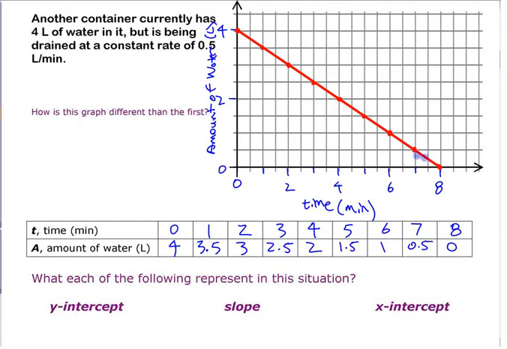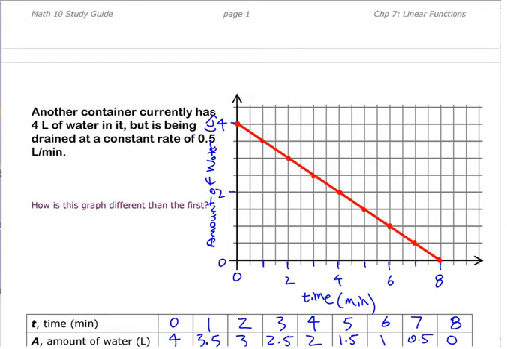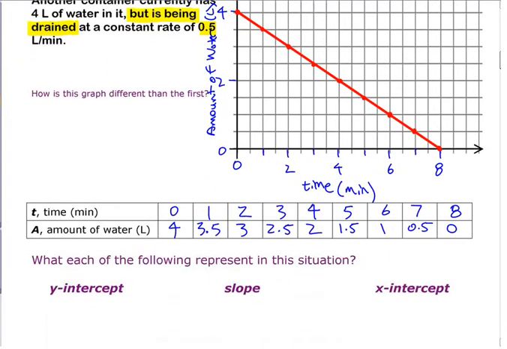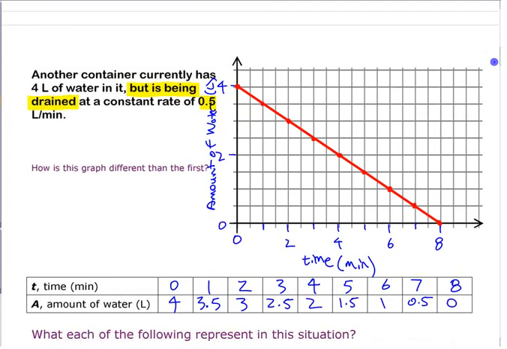Anyways, the big difference is one's going down, one's going up, right? The two different situations. The second one here is the water's being drained, at a rate of 0.5 liters per minute. If you actually calculated the slope of this, the slope in this situation is negative 0.5 liters per minute. It's the rate that it's being drained at.